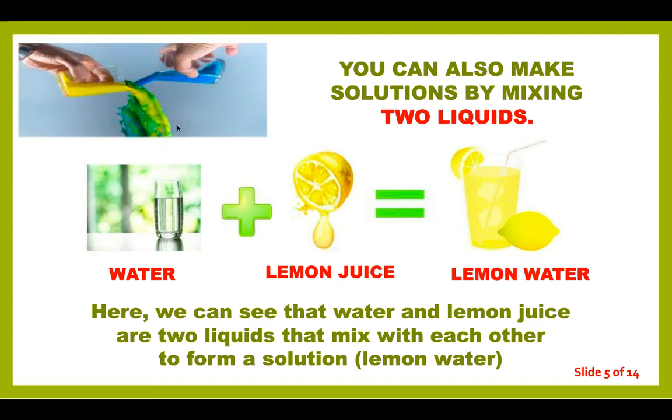As you can see here, we mix paints to get a specific paint which we don't have at home, like we mix yellow and blue to make green. So you can also make solutions by mixing two liquids like water and lemon juice. When you use water plus lemon juice, we'll get lemon water as the solution. So here we can see that water and lemon juice are two liquids that mix with each other to form a solution.